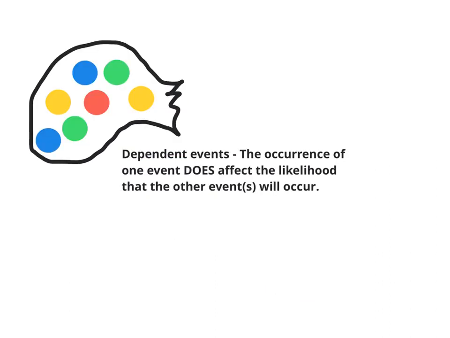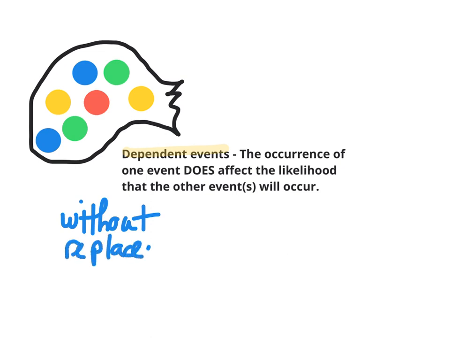All right, let's now talk about dependent events. Dependent events are defined as when the occurrence of one event does affect the likelihood that the other events will occur. And words that we've used or will use with dependent events are "without replacement." So what does this mean?